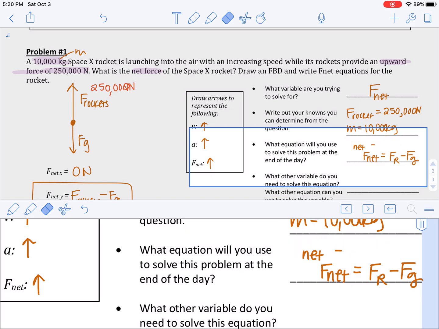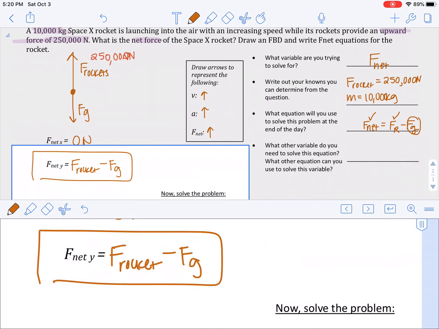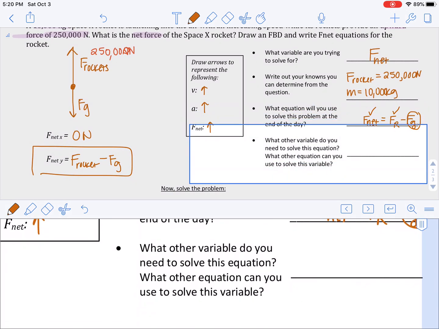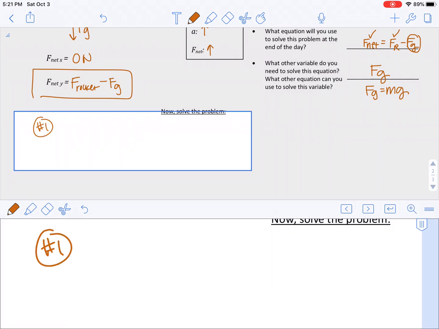So I'm actually not going to use this equation, and I'm instead going to use this F net equals the rocket force minus the force of gravity. So I have the rocket force. I don't have F net, but I want to solve for it, so that's good that it's in my equation. So I'm going to need to solve for Fg before I can actually use that equation. And to solve for my force of gravity, I can use Fg equals mg. So that's my first step, Fg equals mg.